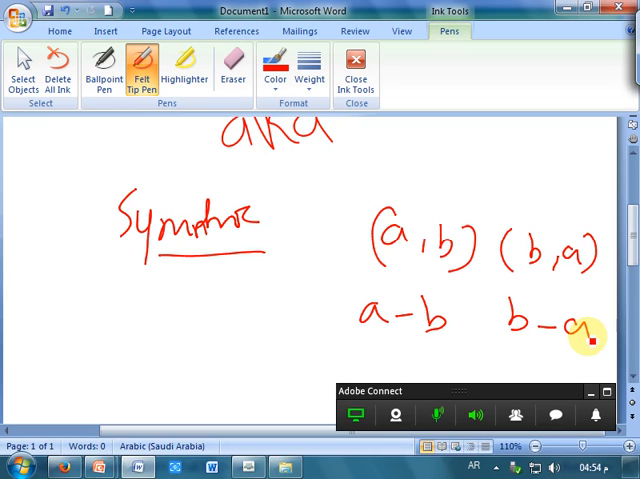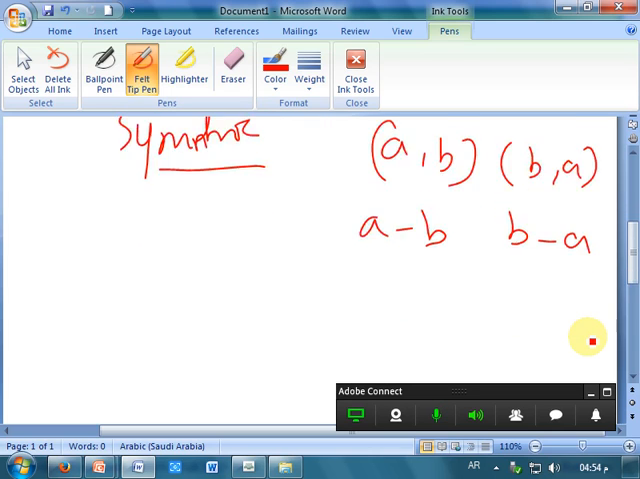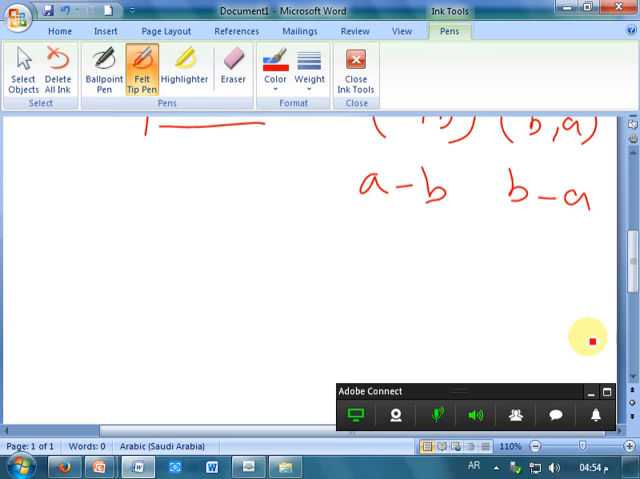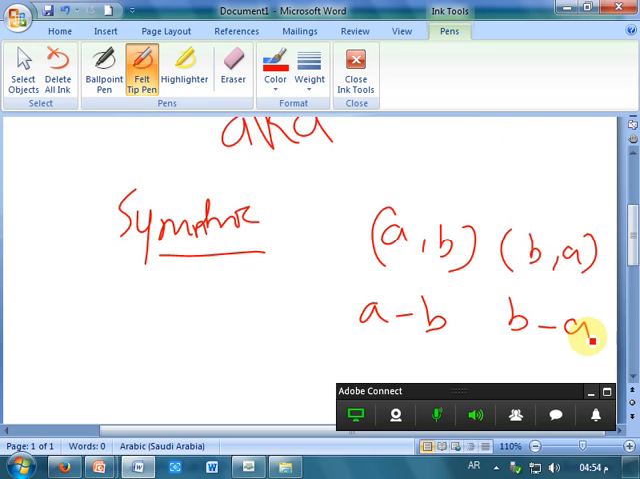Now if you consider any number, b minus a for any number, for example a is 3 and b is 4, 3 minus 4 is minus 1, an integer, and 4 minus 3 is 1, an integer. Now how do you prove this? If this is R and this is R inverse, it's just the opposite way, b minus a.